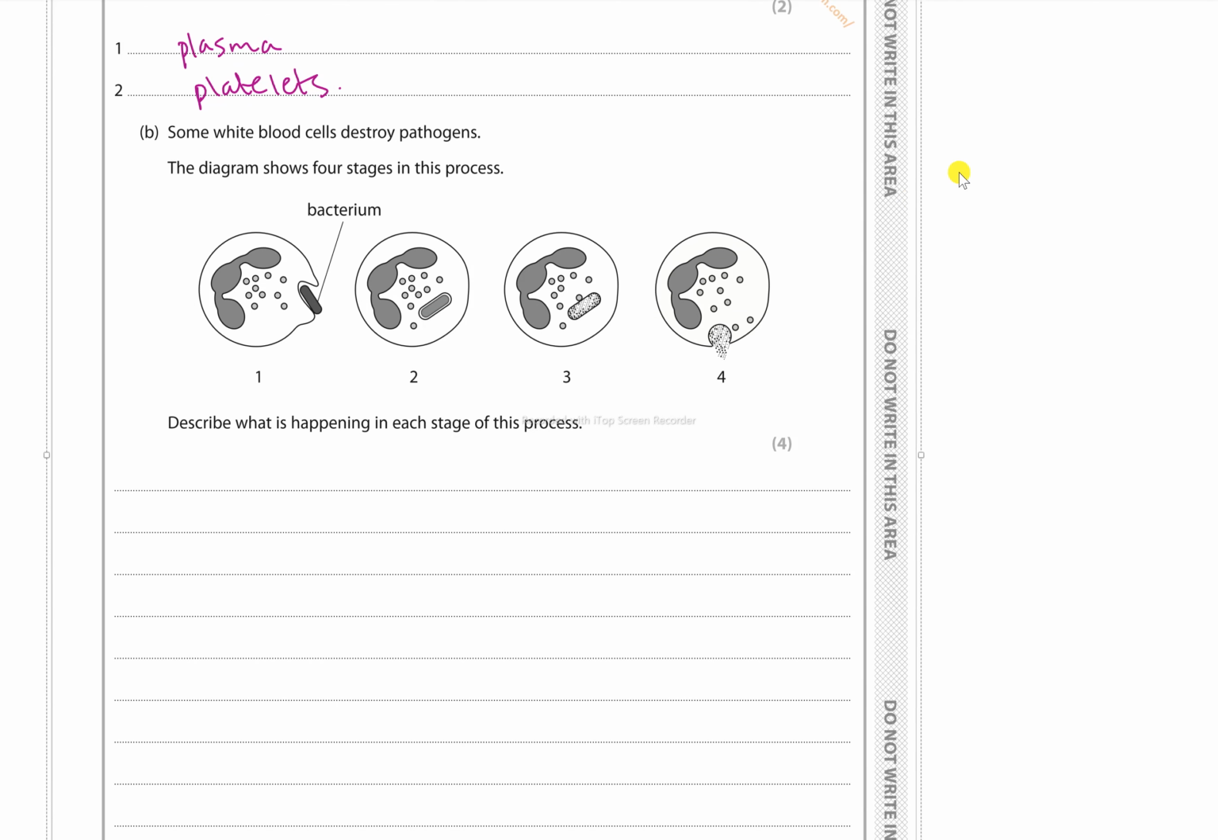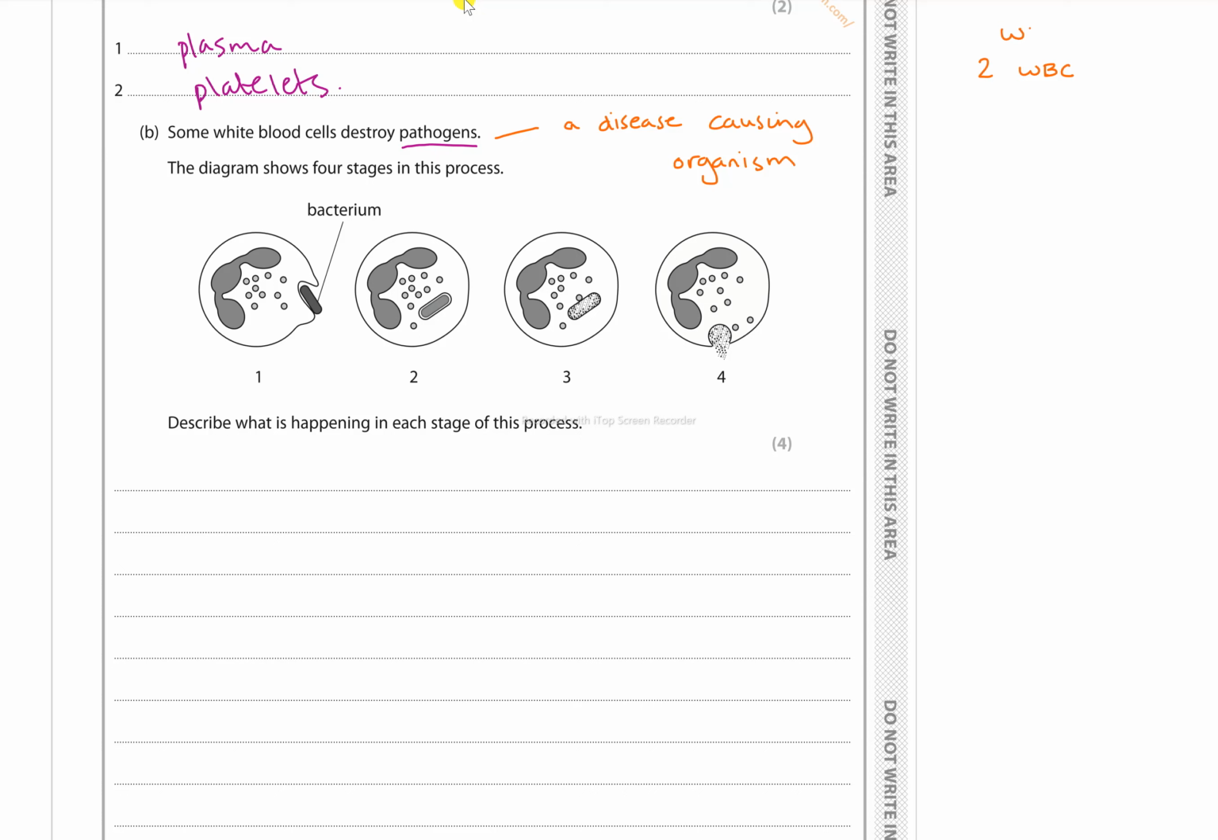You've got some white blood cells that destroy pathogens. What did we say a pathogen was? Can you remember? It's a disease causing organism. Right, you've got to know that. Right, we've got two types of white blood cell.